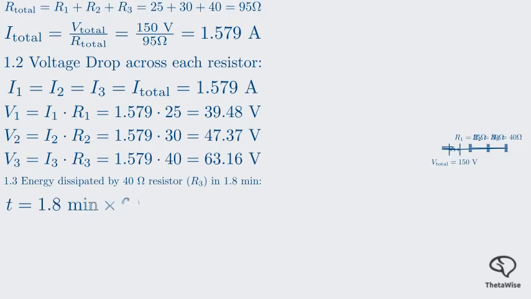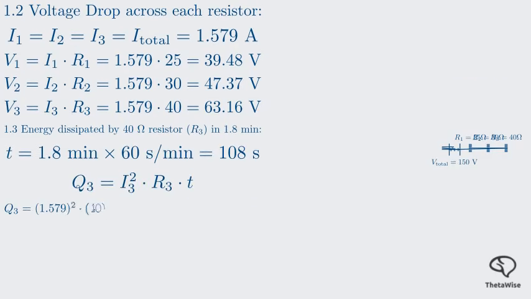Question 1.3. Energy in R3. Convert 1.8 minutes to 108 seconds. Use the formula Q equals I squared RT. Make sure to use the current through R3, which is 1.579 A, and the resistance of R3, which is 40 ohms. The energy dissipated is about 10.74 kilojoules.